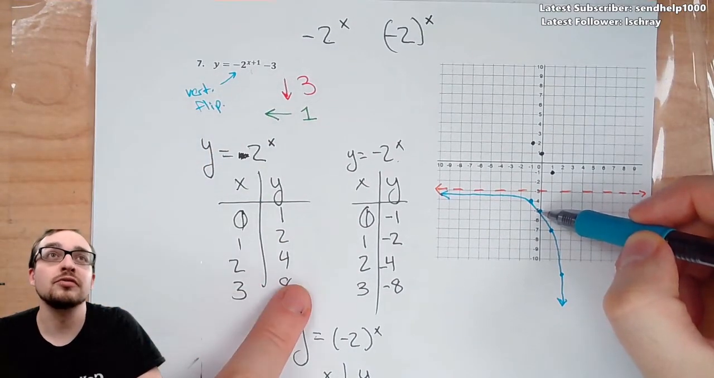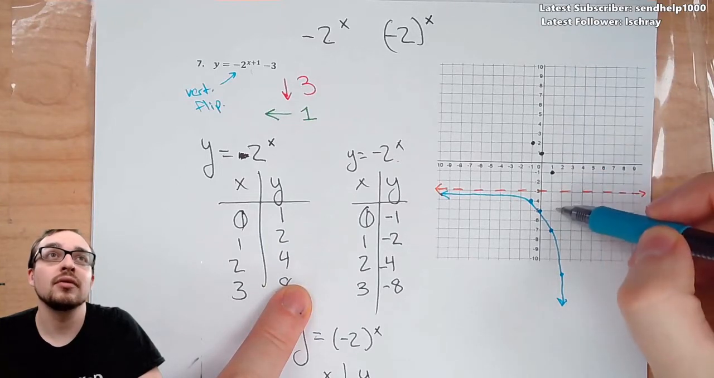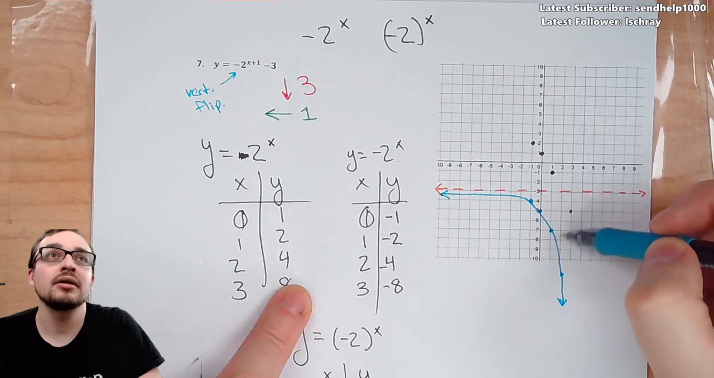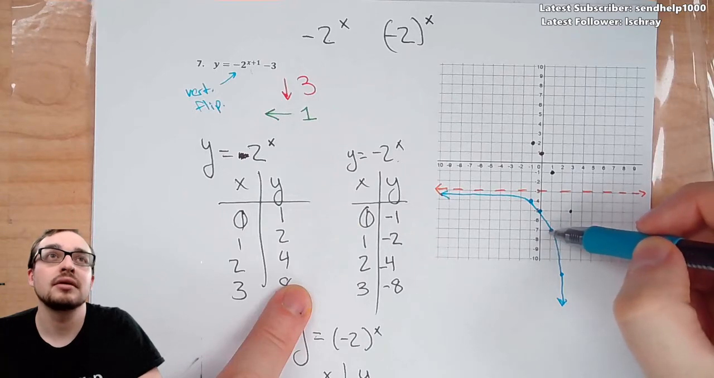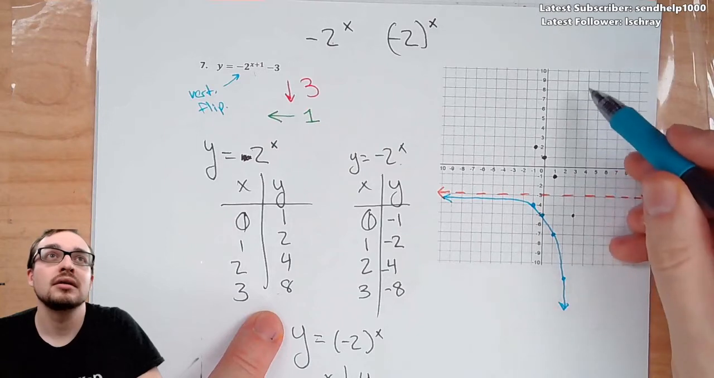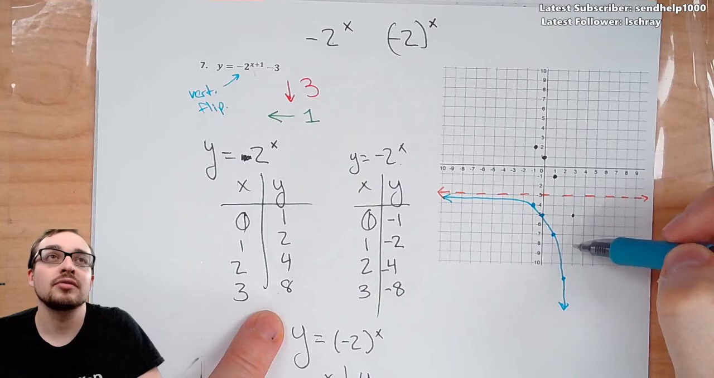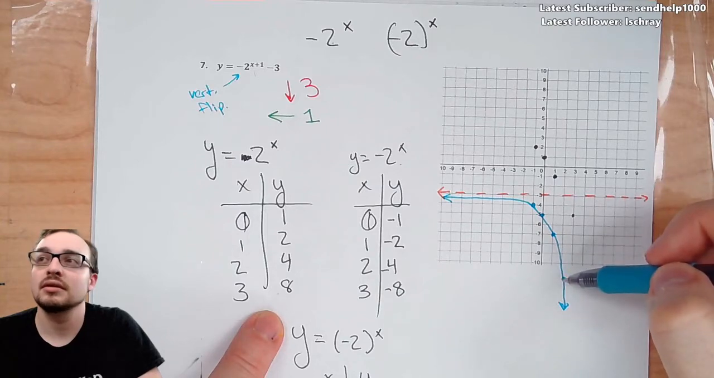My original points are 2, 4. I flip it, 2, negative 4. I move it 3 down and 1 to the left. My original point is 3, 8. I flip it, 3, negative 8. I move it 3 down and 1 to the left.